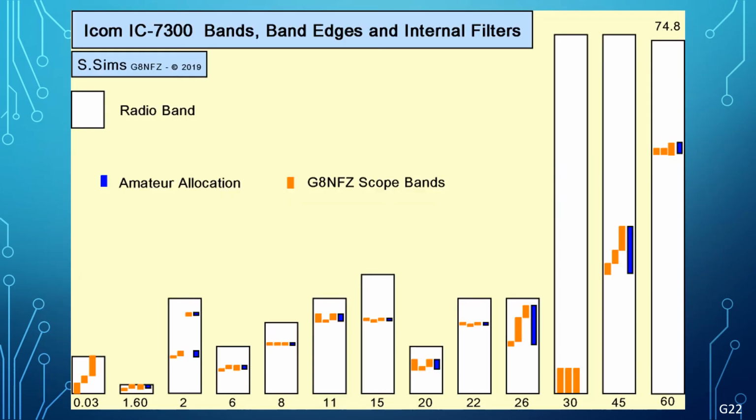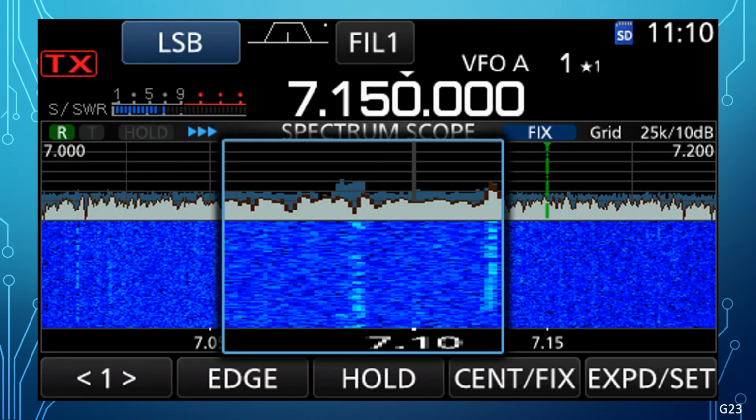Here is the set I have entered for my own 7300. I'm still working on 6 meters. When I find some signals, I'll probably alter these settings. You've already seen the WISI tuning function of the scope screen. Here's a reminder.